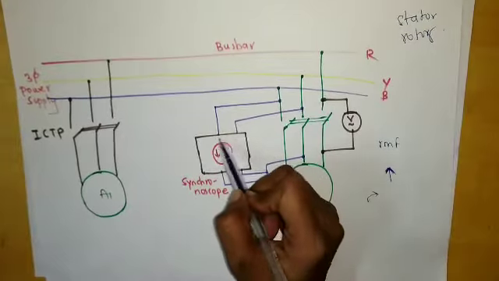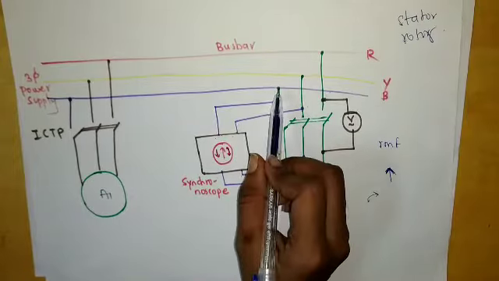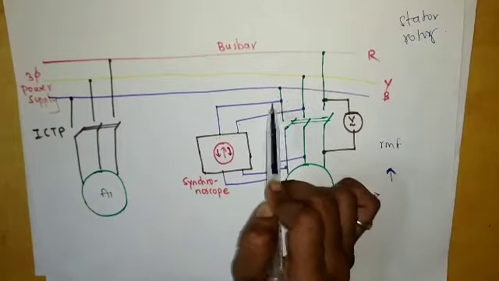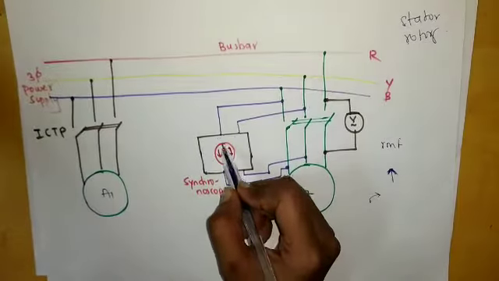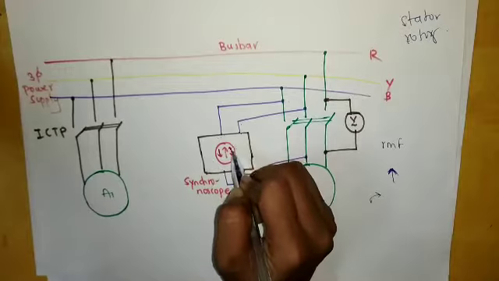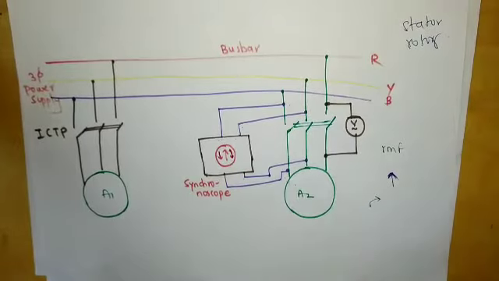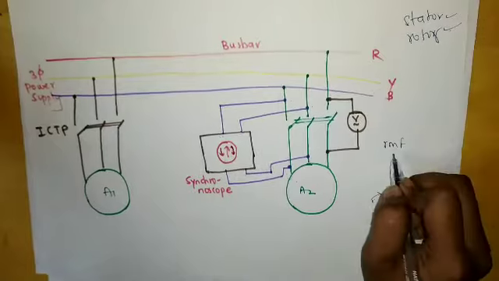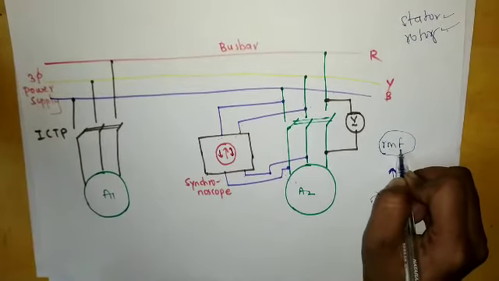And the other two terminals are the stator part. The stator part is connected to the bus bar. So this is our bus bar, and it is connected to any two phases of this bus bar. Now this synchronoscope is getting supply to the stator and also to the rotor. So what will happen? Stator and rotor both are getting supply, so a rotating magnetic field will be created. That is, RMF will be created.